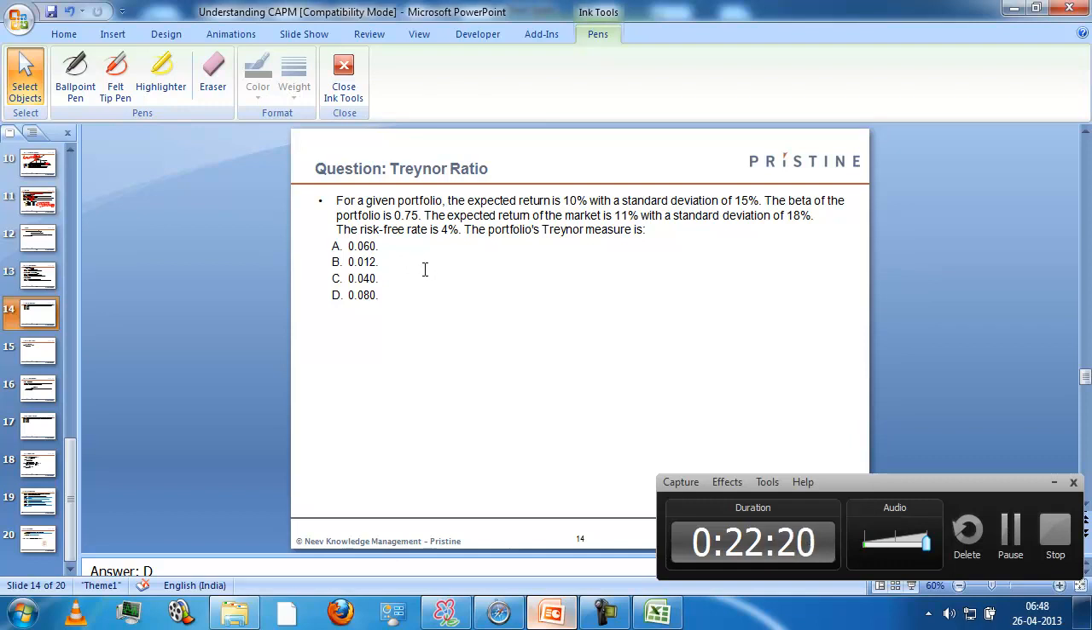So the return of the portfolio is given as 10%. And the standard deviation of the portfolio is given as 15%. Actually, for calculating Treynor ratio, we don't need the standard deviation of the portfolio. This data is just given to puzzle you, to confuse you. The beta of the portfolio is 0.75. The risk-free rate is 4%.